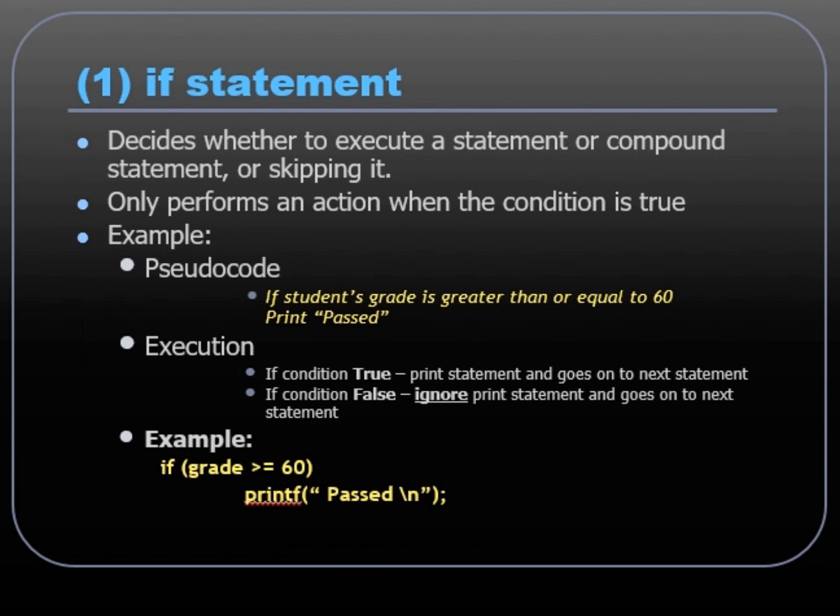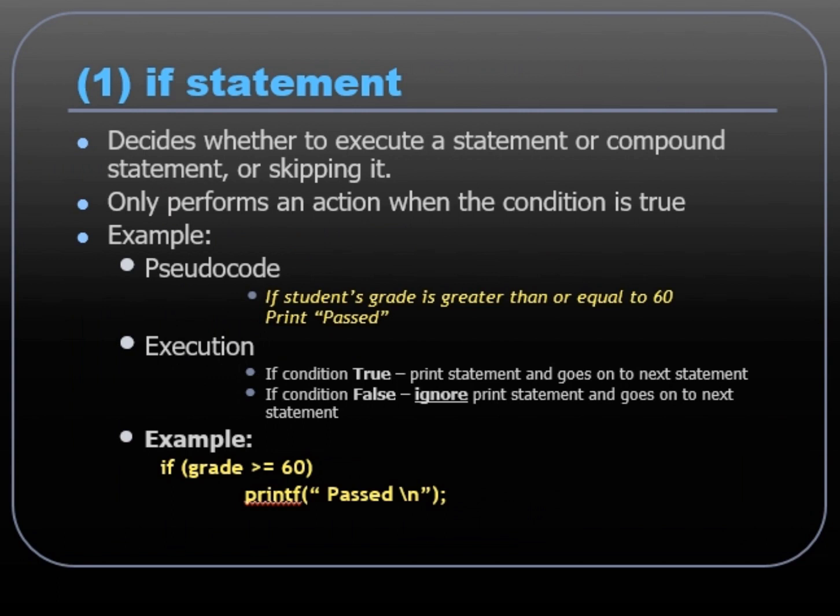This is the simplest because it has no else, it only has one condition, and if it's not true, then it will just jump out of the if statement and continue with the next lines of the program. It decides whether to execute a statement or compound statement, which means more than one statement within the if statement block, or skip it. If it's not true, it will ignore the whole if block and go to the next line. It only performs an action when the condition is true.